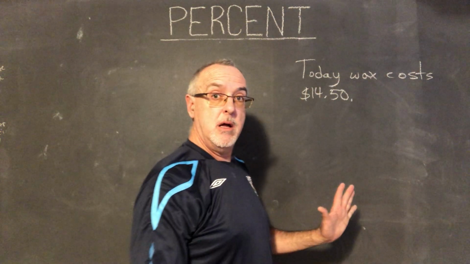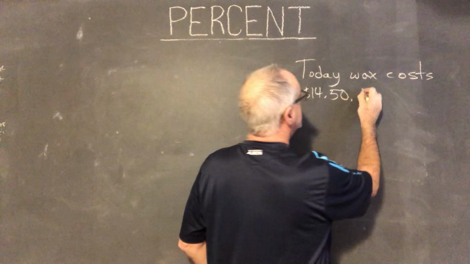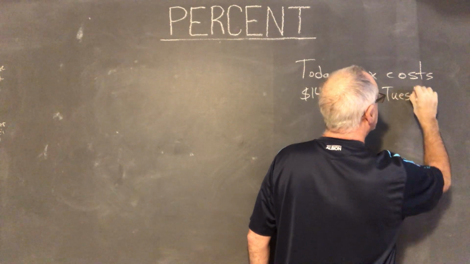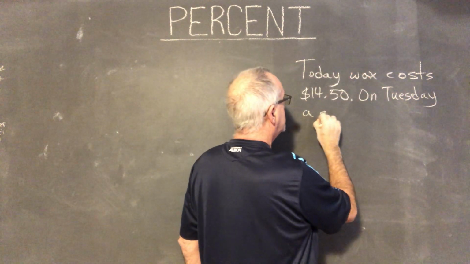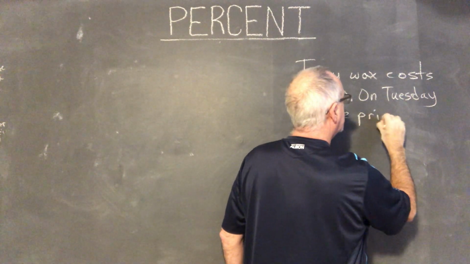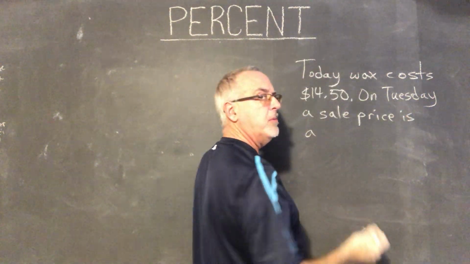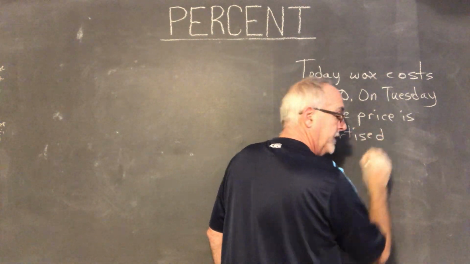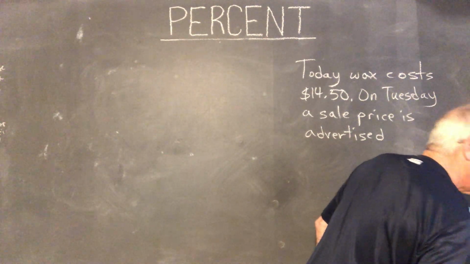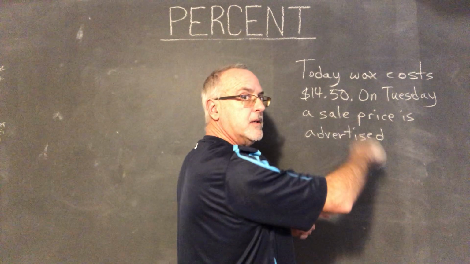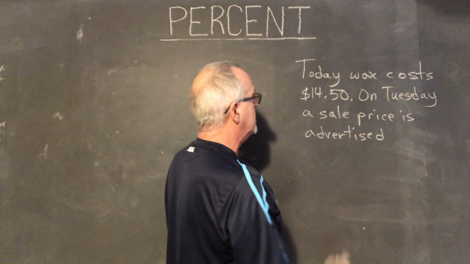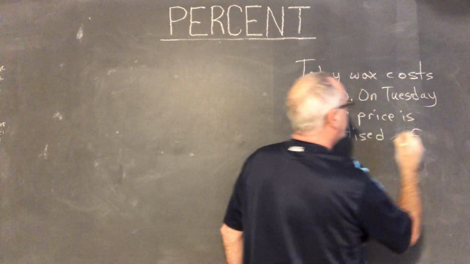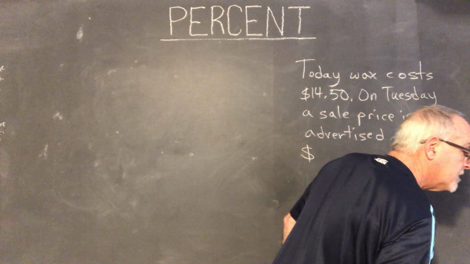But on Tuesday, a sale price is advertised. That's next Tuesday. A sale price is advertised. What did I put the word advertised into this? And I even put it in the wrong place. I meant to say a sale price of. I'm just going to write a not very grammatical sentence. On Tuesday, a sale price is advertised of, and even that, I'm not leaving enough room for the price, of $11.60.